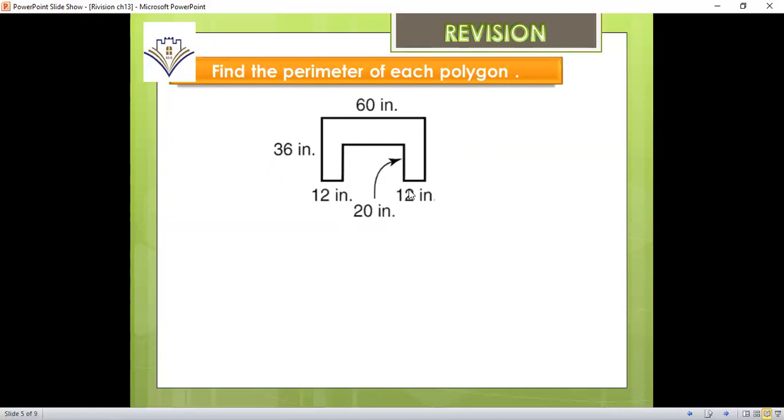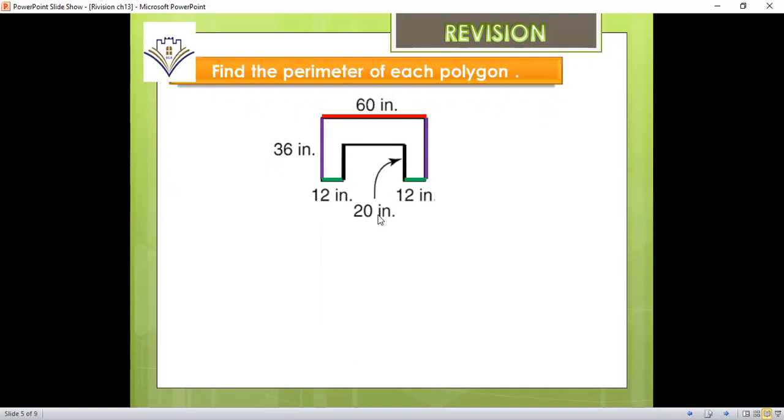The perimeter means the sum of all sides' lengths. Look, we have here two lengths, 36 plus 36. We have 60, then 36 plus 36 plus 60, plus 12 and 12, means 36 plus 60 plus 36 plus 12 inches.